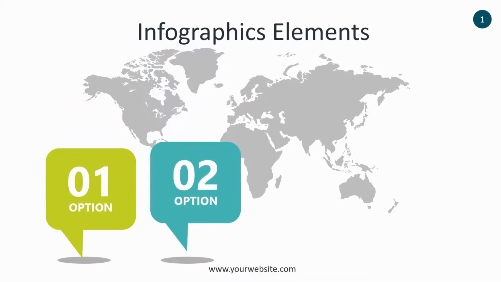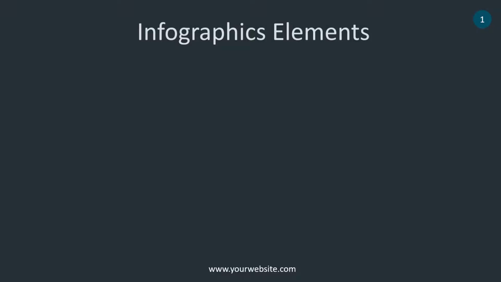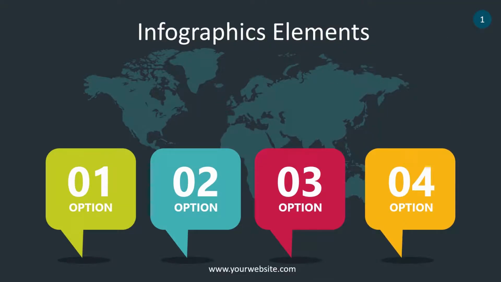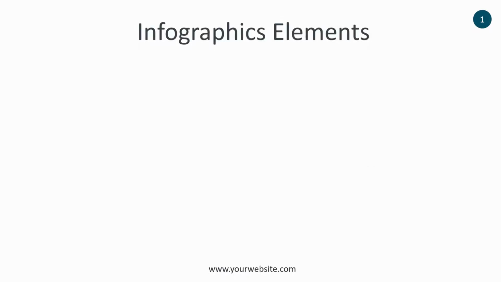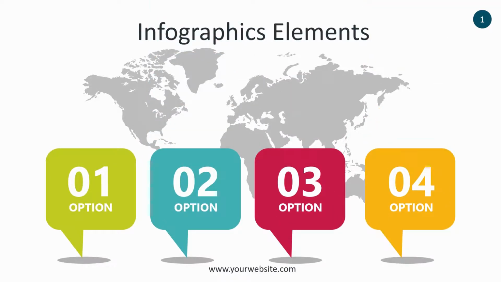On the master slide, you can see an illustration of a world map and 4 dialog clouds of different colors. Every dialog cloud stands for an option. So in general, you have 4 text placeholders for your own content. The background can be either white or black-colored. You can change the title and subtitle easily and enter your own text content.